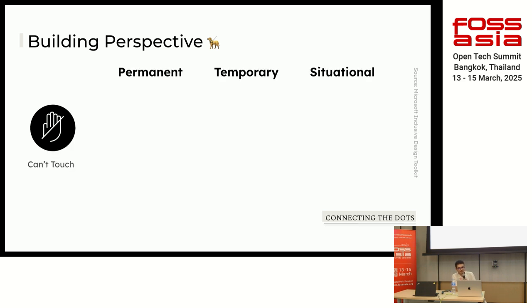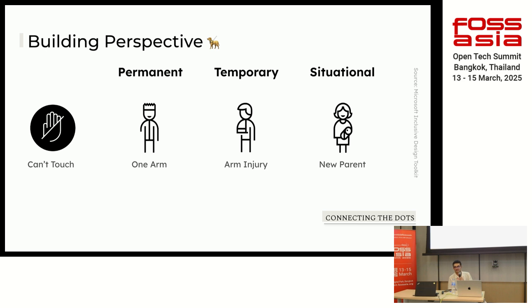So for someone who cannot touch, we often tend to only think of someone who might have only one arm, for instance, which I described earlier as a medical model of disability. So this is what I am classifying here as a permanent disability. What we often knowingly and unknowingly neglect is any form of temporary disability, such as someone recovering from an arm injury, for instance, or a situational disability such as a new parent.